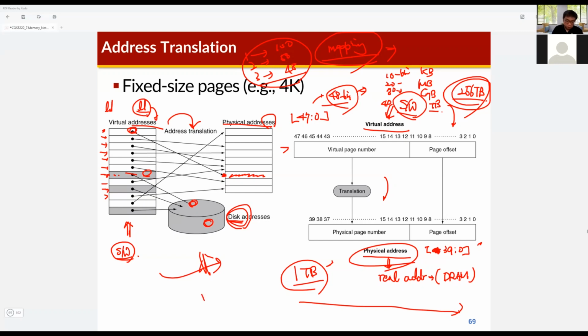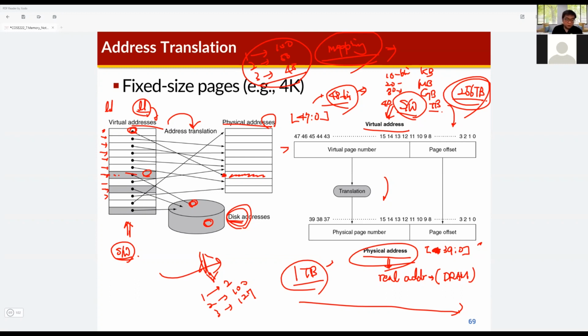Because address 1 is mapped to 2, 2 is mapped to 100, 3 is mapped to 127. So for this mapping, the operating system or hardware needs to support every mapping information, and that means the mapping information may occupy a very large size of data.